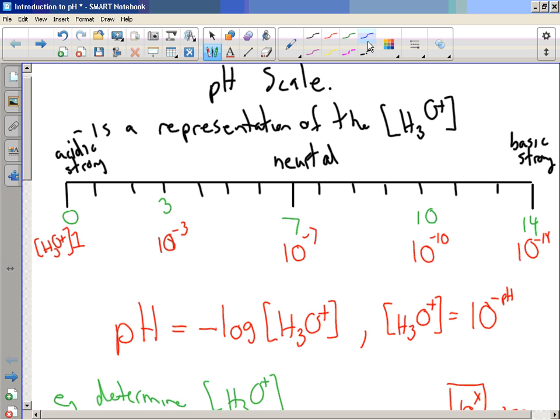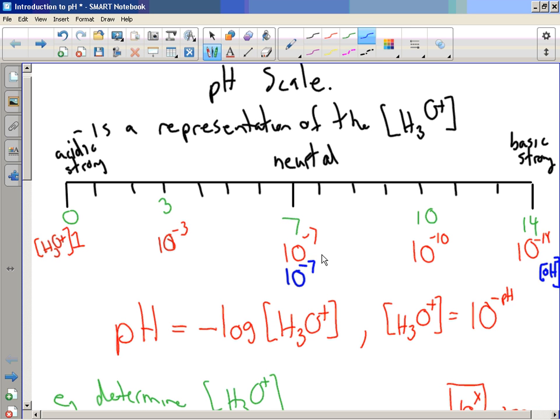So what I want to do now is, let me take a different color, and underneath the H3O plus sign, I'm going to put an OH minus here. I'm going to write it on this side because it's close to the base. Okay? And it turns out that in water, there is also 10 to the negative 7 OH minus.